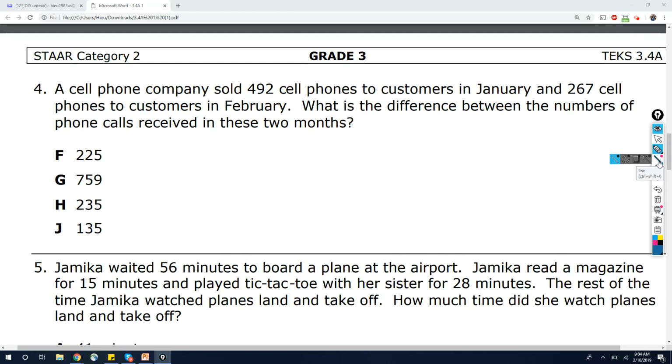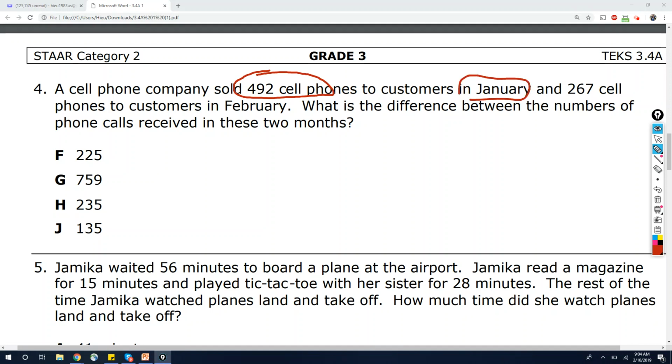A cell phone company sold 492 cell phones to customers in January and 267 cell phones to customers in February. What is the difference between the number of phone calls received in these 2 months? Alright, so the cell phone company sold, I like red, so 492 cell phones to customers in January.